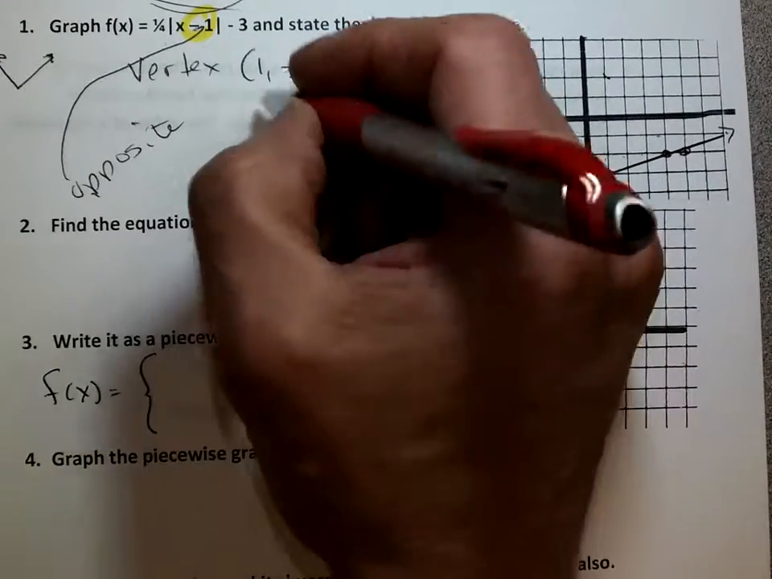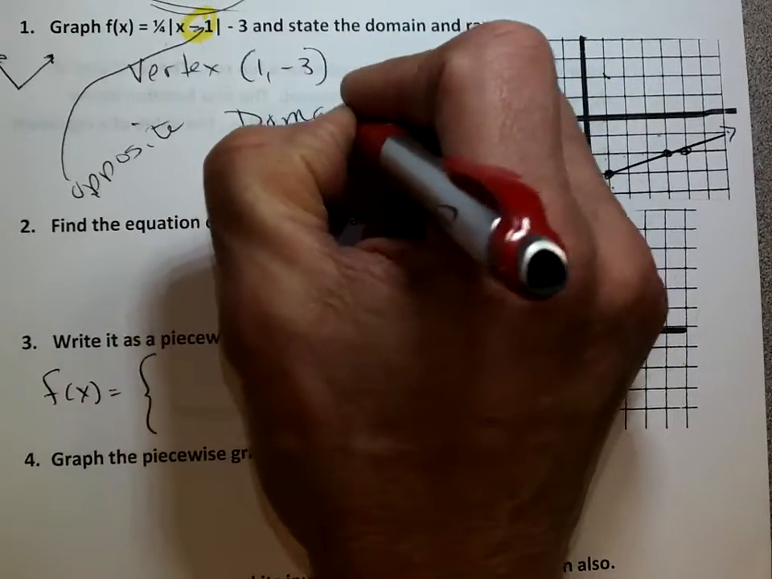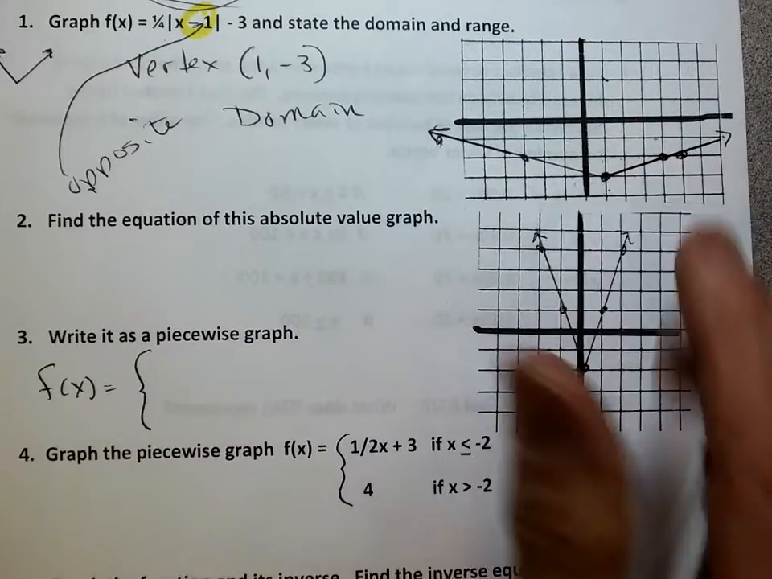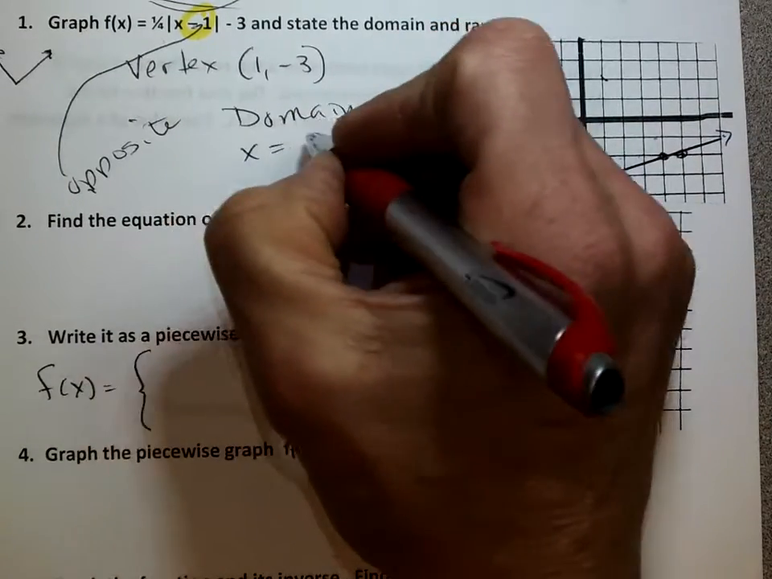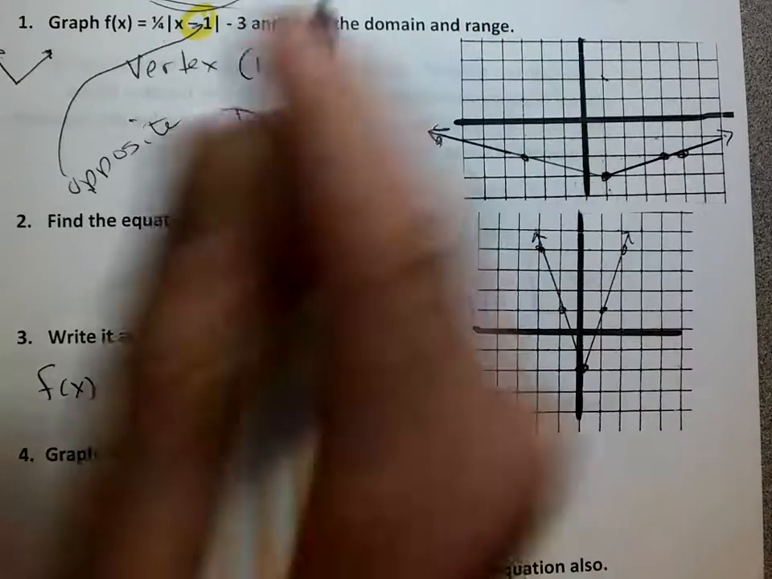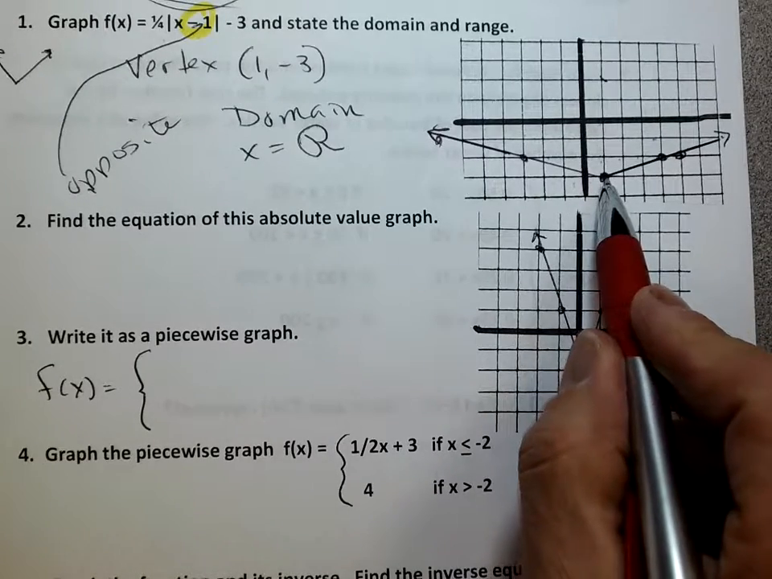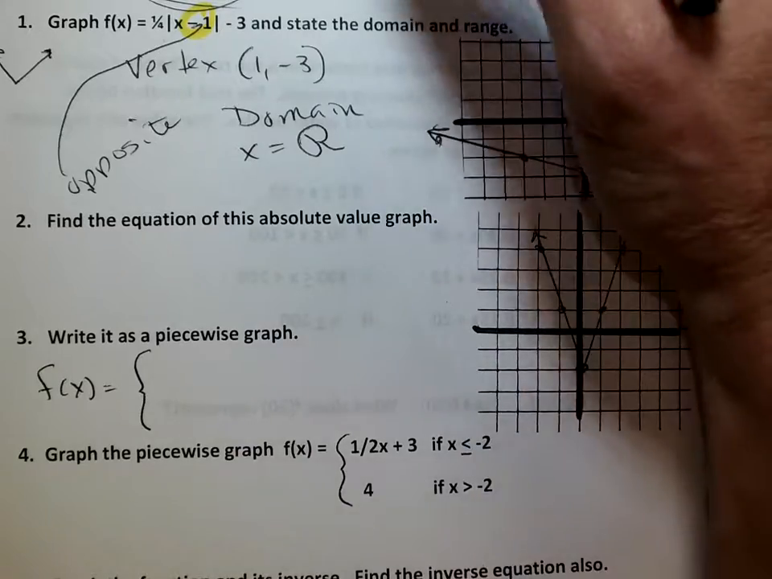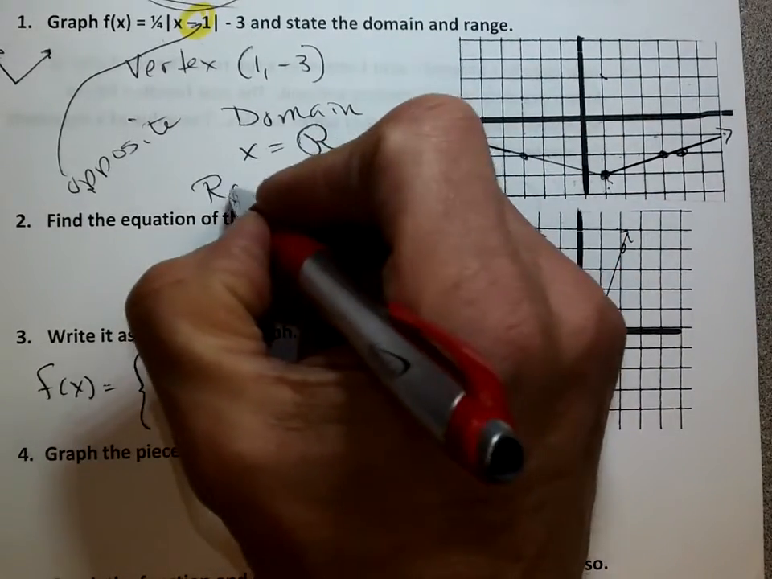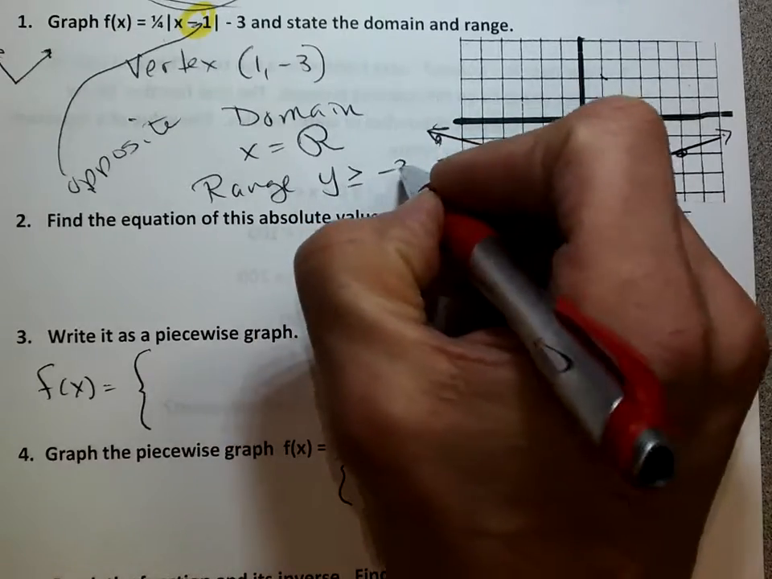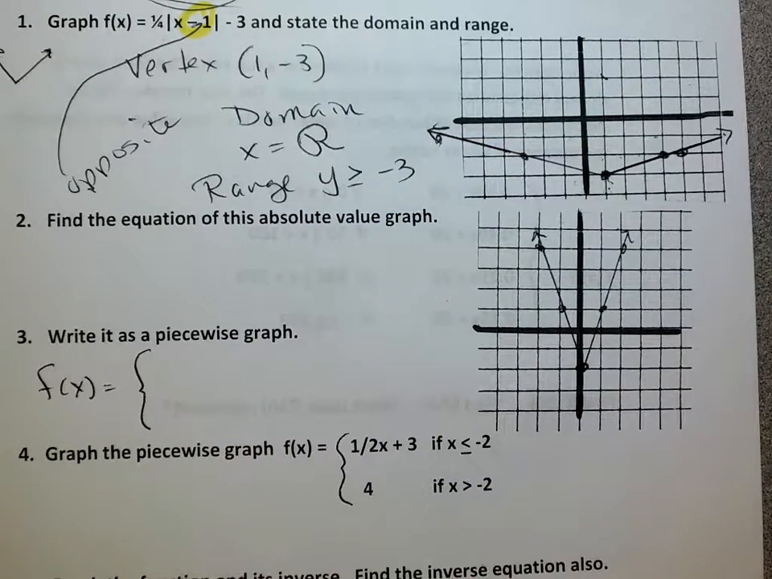Now, domain and range. Domain. It's forever wide, isn't it? It's forever wide, so the domain's got to be x equals all real numbers. I like that symbol. It means all real numbers. And the range is the y values. Starts at a height of negative 3, doesn't it? And it goes up. So the range is simply going to be y is greater than or equal to negative 3. Okay, can we do this?